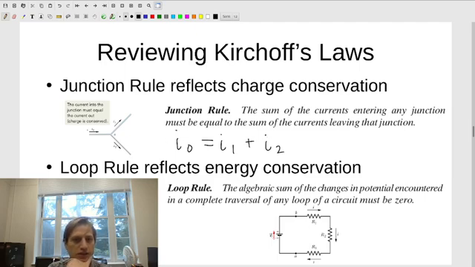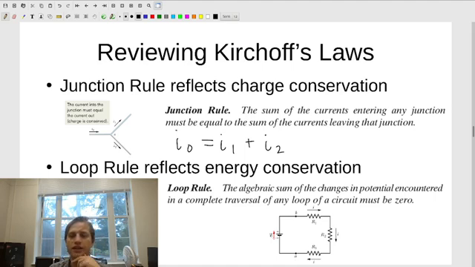So it's like thinking about water through pipes. If the water comes in, it has to go out. So the amount of current going in has to equal the amount of current going out. The loop rule reflects energy conservation. It's a little bit hard to think about because the current is made of many particles going every which way. But on average, the energy that you gain by going across the battery has to be equivalent to the sum of the energies that you lose going across the resistors.